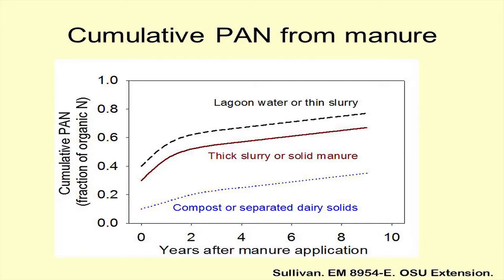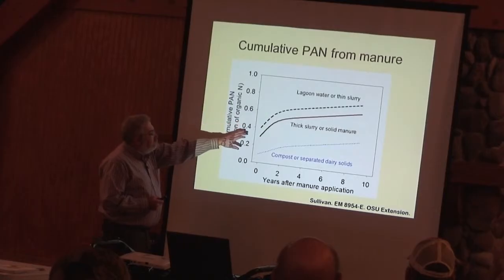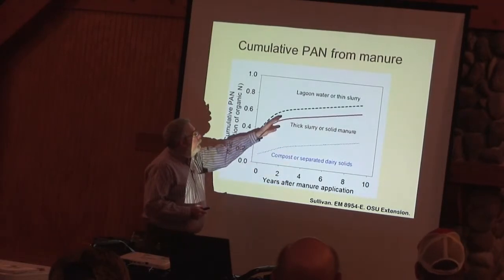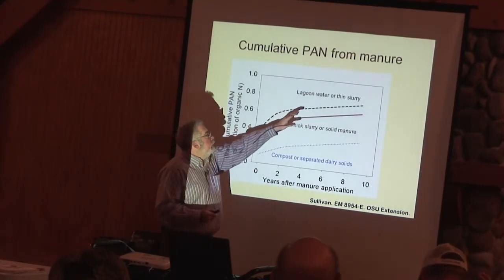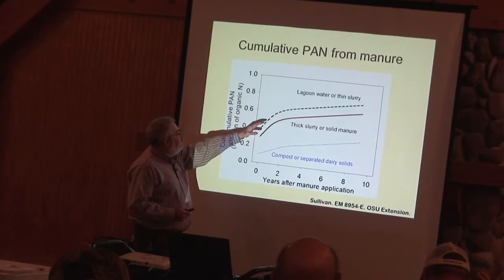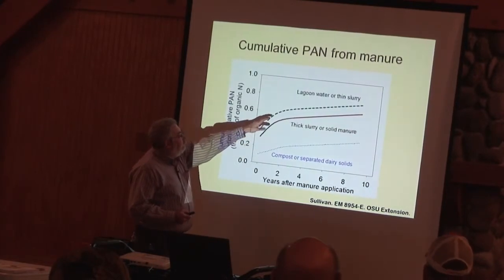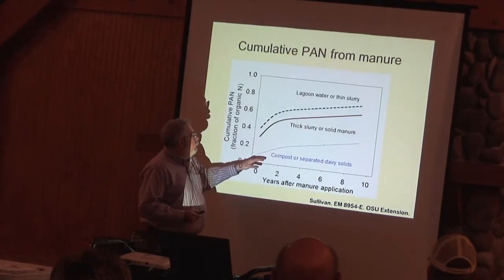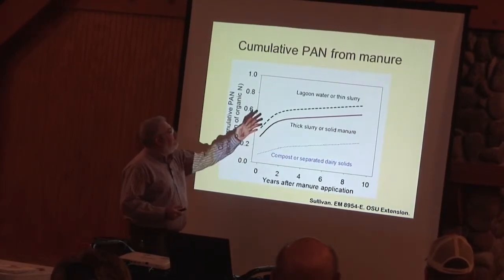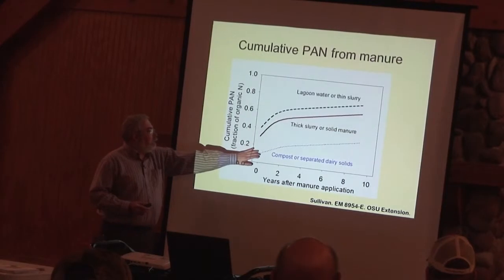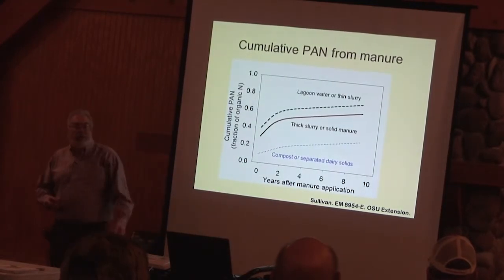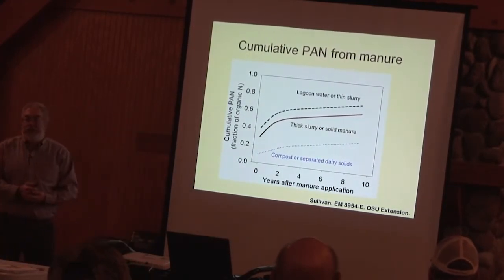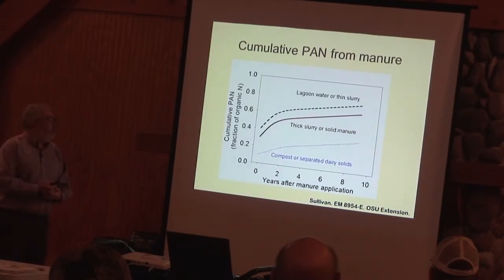And this just looks at the cumulative plant available nitrogen for different types of manure over a number of years. We have this top number, which is a thin slurry. You can see that after you've applied this for a number of years, it starts to come up, then a thick slurry, and then compost is a little less just because of the amount of nitrogen, the type of nitrogen in compost or separated dairy solids. The availability is different because it has less ammonium and more organic matter in it.